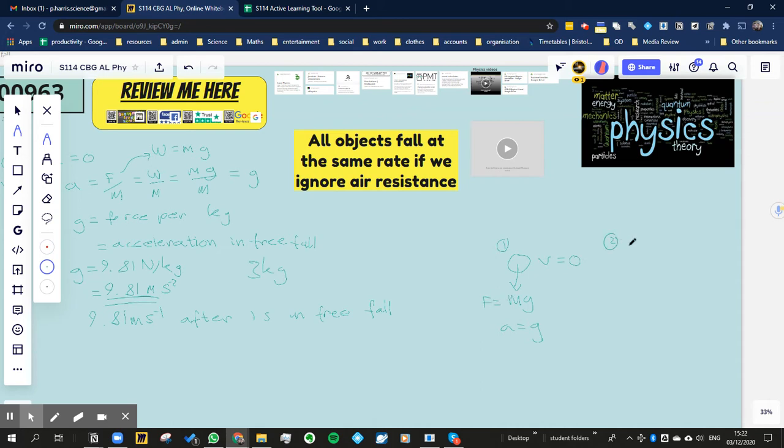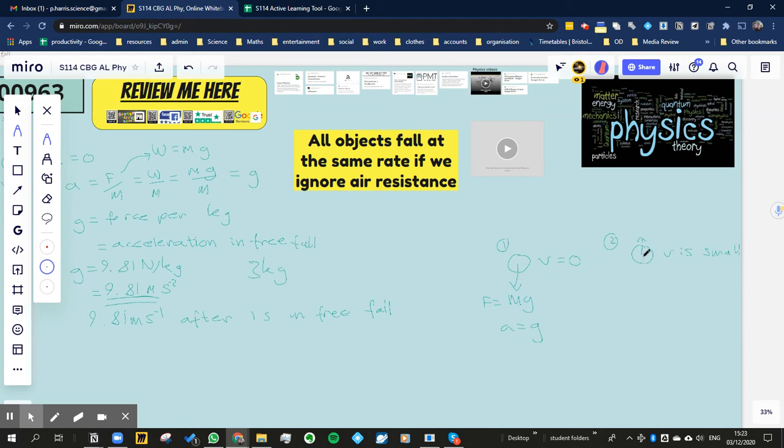Now it's started moving a little bit. So now we're going to say that v is small. There's a little bit of air resistance, because air resistance is entirely down to how quickly something is moving. When you're going down a slope on your bike, you're going to feel some air resistance. The faster you move, the more air resistance you'll feel.